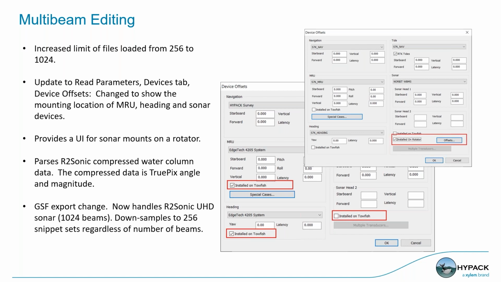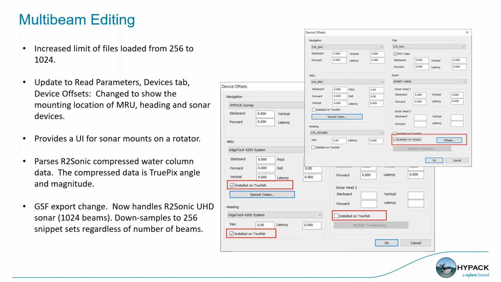And then we also went ahead and updated the GSF exporting. It now handles the Arctisonic ultra high density with the 1024 beams. Yeah, GSF only supports 256 snippet sets, so we basically have to downsample the ultra high density. Before, I believe, I don't know if it was causing it to crash if you tried to load it, or if it just did not load it properly. But now it's being properly downsampled, and you can save that out to GSF.